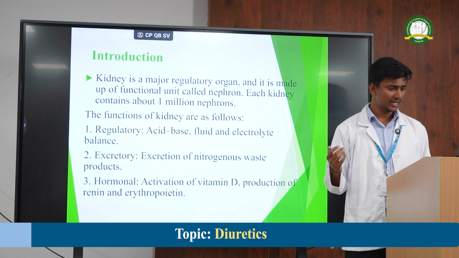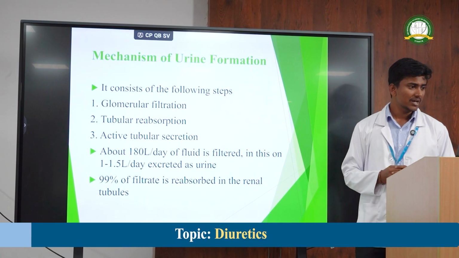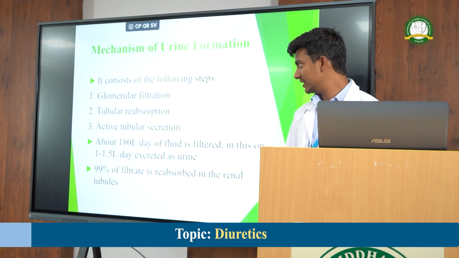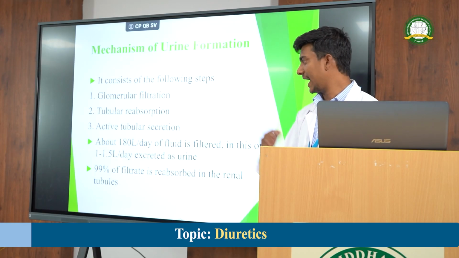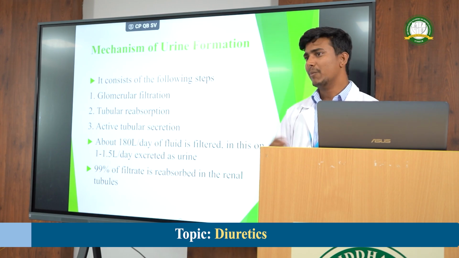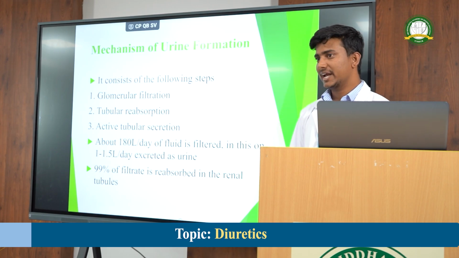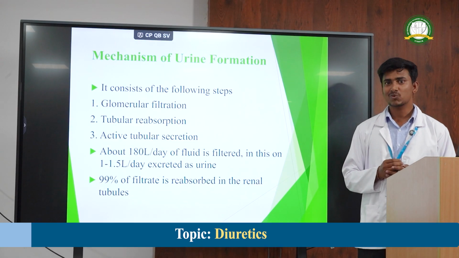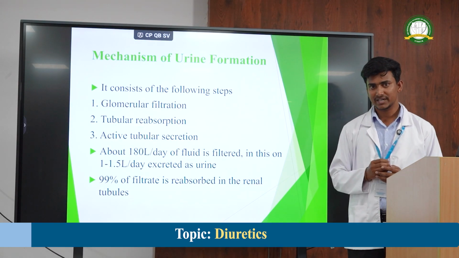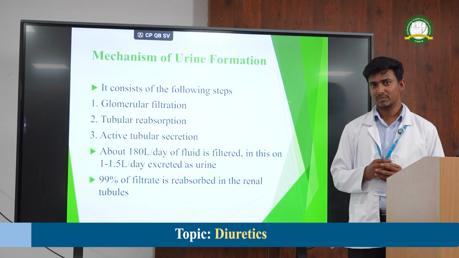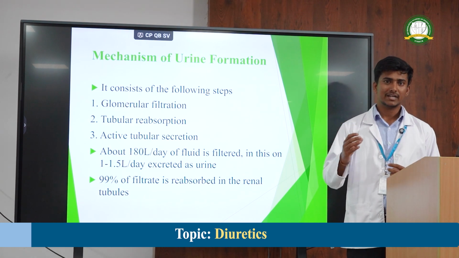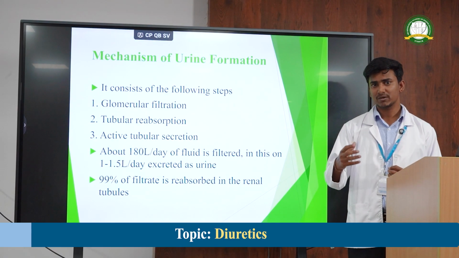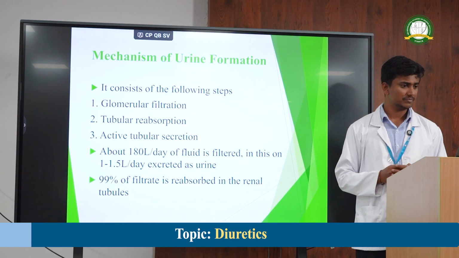Next, we will discuss the mechanism of urine formation. Urine formation mainly consists of three steps: glomerular filtration, tubular reabsorption and active tubular secretion. Nearly 180 liters per day of fluid is filtered by the kidney. Of this, only 1 to 1.5 liters is excreted as urine. 99% of the remaining is reabsorbed back by our renal tubules.